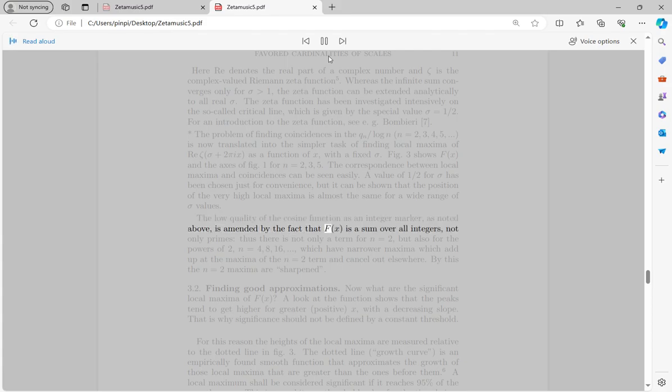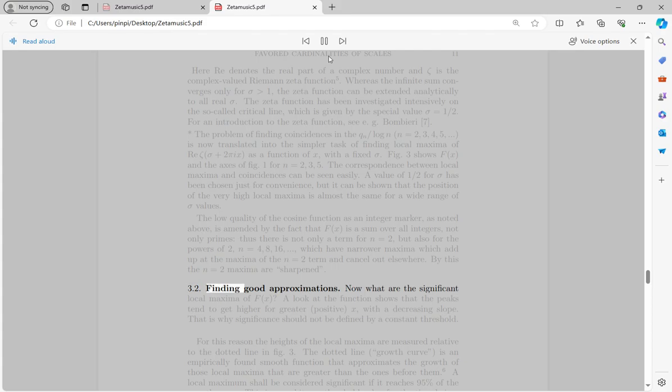The low quality of the cosine function as an integer marker, as noted above, is amended by the fact that f(x) is a sum over all integers, not only primes. Thus, there is not only a term for n equals 2, but also for the powers of 2, n equals 4, 8, 16, which have narrower maxima which add up at the maxima of the n equals 2 term and cancel out elsewhere. By this, the n equals 2 maxima are sharpened.